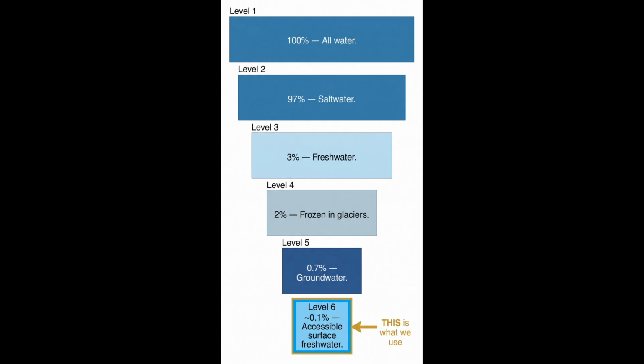That takes us to groundwater, about 0.7% of total water, stored underground in aquifers. Difficult and expensive to extract in most regions. And then, at the very bottom, accessible surface freshwater, rivers, lakes, and wetlands, approximately 0.1% of all water on Earth. That thin sliver at the bottom of the cascade is the freshwater that feeds our rivers, fills our reservoirs, and supplies our taps. 0.1% of all water. Remember that number.